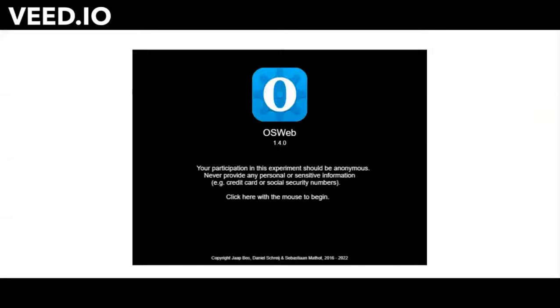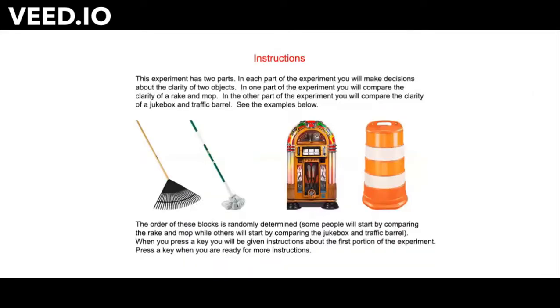When you click to start the experiment, you will see a display that looks like this, and then you just click this with your mouse to get some instructions. This experiment has two parts. In each part of the experiment, you're going to be making decisions about the clarity of two objects.